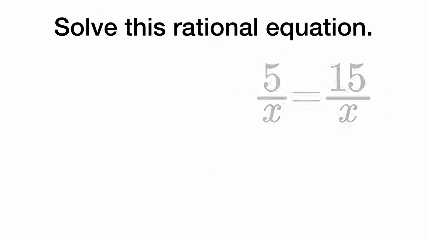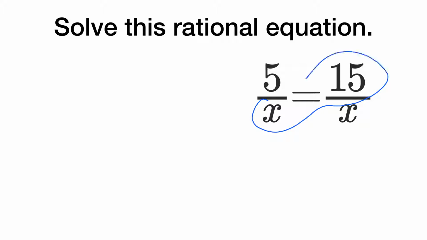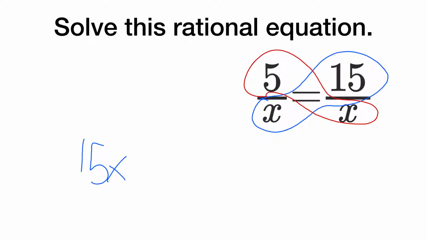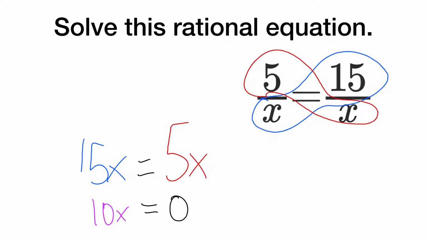Hooray! Let's try another. All right, 5 over x equals 15 over x. Ooh, this one looks odd. So let's see. That means that 15x is going to equal 5x. If I subtract 5x from both sides, I end up getting 10x is going to equal 0, at which point x equals 0. So that's our answer, except, oh no, extraneous solutions.